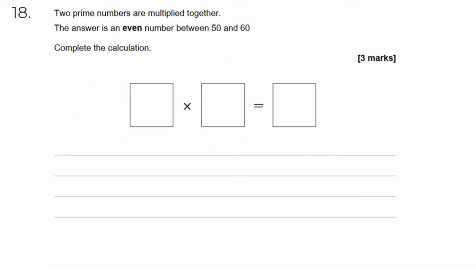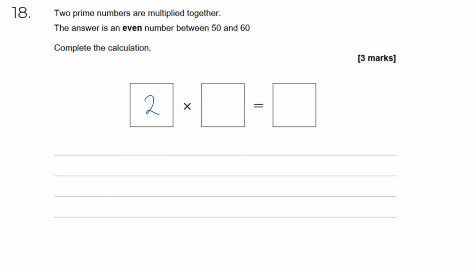2 prime numbers are multiplied together. The answer is an even number between 50 and 60. Complete the calculation. Well, if it's an even number, then I know that one of them straight away is going to have to be the only even prime number that there is, 2, because otherwise all the other primes are odd, aren't they? And odd times odd would be odd and not even. So it's going to have to be a 2.